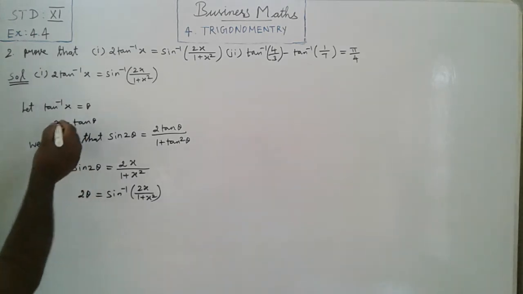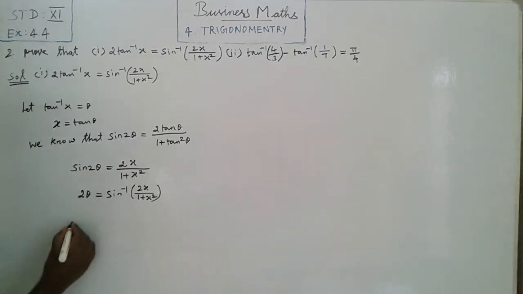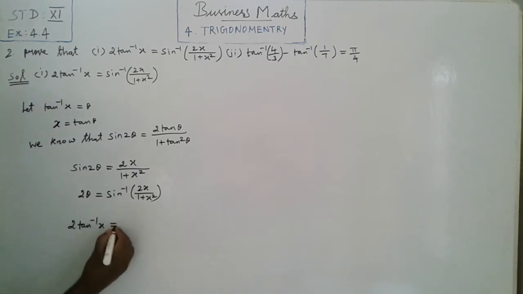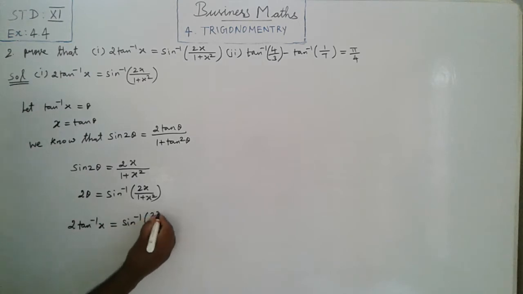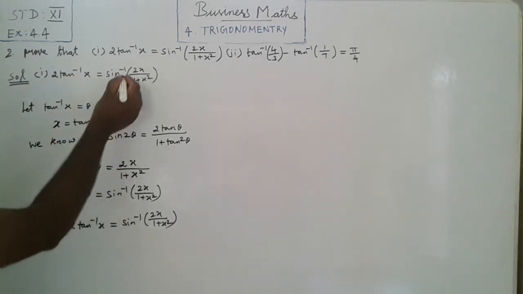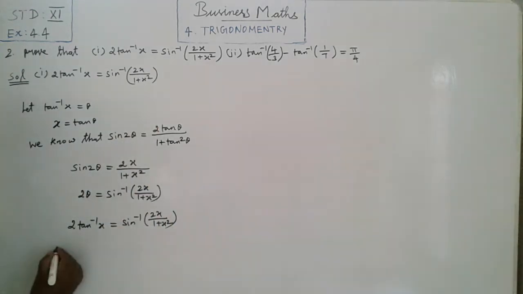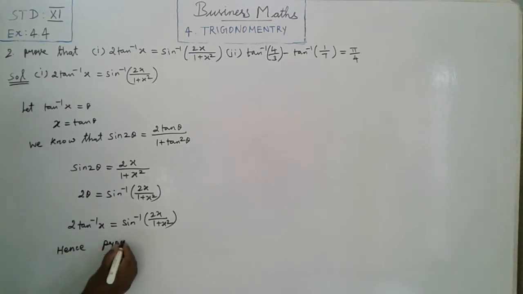So we know that theta equals tan inverse x. So 2 into tan inverse x equals sin inverse of 2x divided by 1 plus x square. So 2 tan inverse x equals sin inverse 2x divided by 1 plus x square. Hence proved.